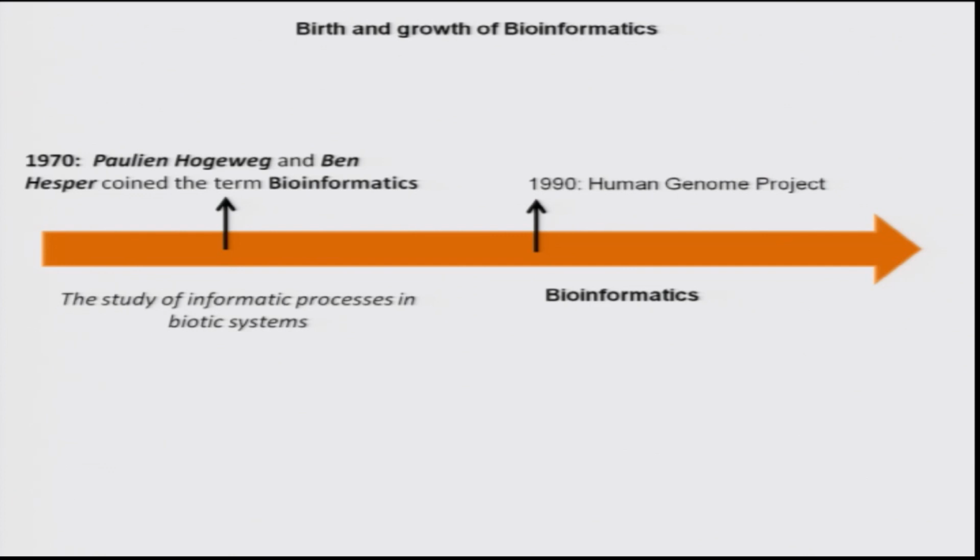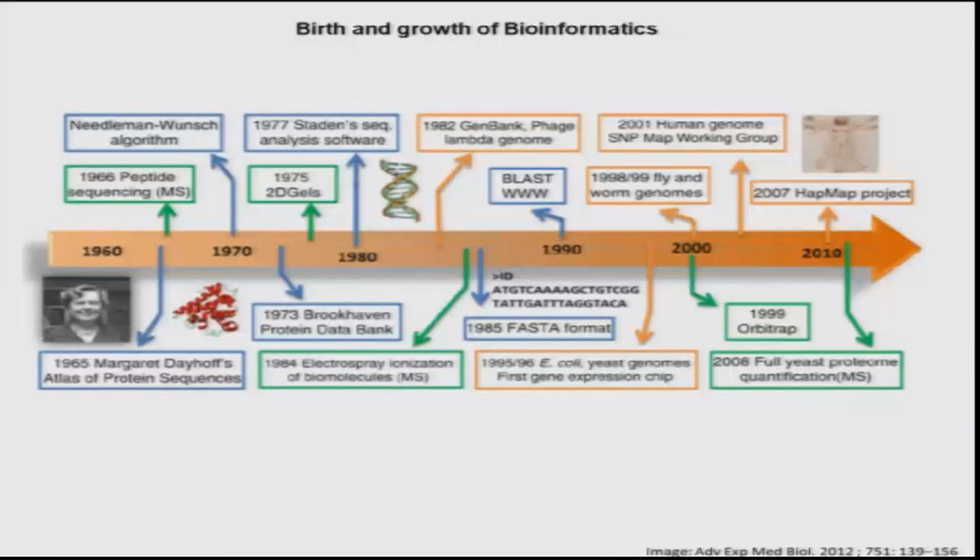In fact, the very term bioinformatics was coined by Ogeweg and Hesper in 1970, but the intention was not necessarily to analyze the genome data only. It was like the study of informatic processes in biotic systems. That is their definition. Any information that comes from the bio field needs to be analyzed using certain automated processes, because it could demand such analysis. It is not humanly possible. That is how it was proposed, but not very well practiced by this team.